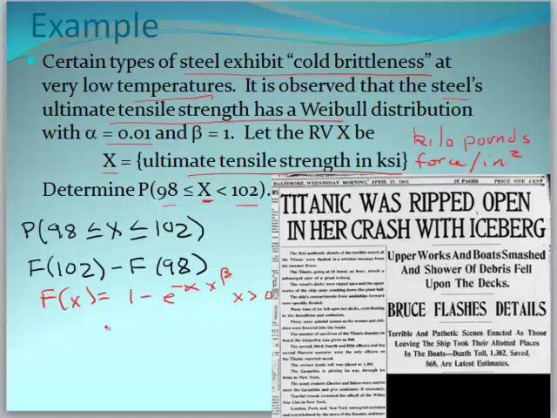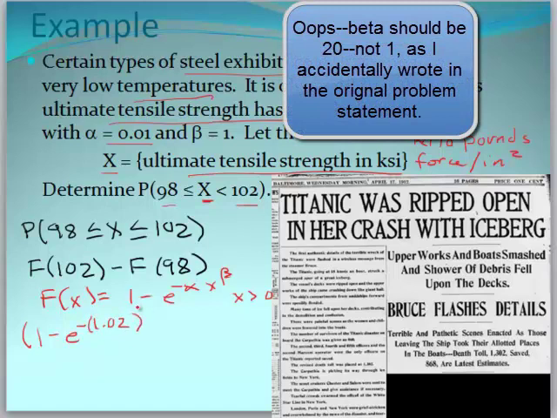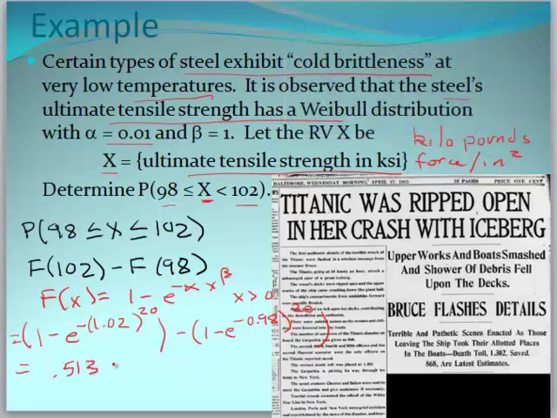So we'll plug that in and we'll find this first part is going to be 1 minus e to the minus 1.02 to the 20th, minus 1 minus e to the minus 0.98 to the 20th, and then all that should become 0.513 minus 0.226, and that should be 0.287. So it's actually nothing like as hard as you might think.